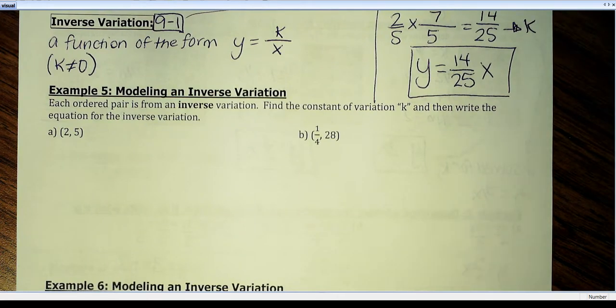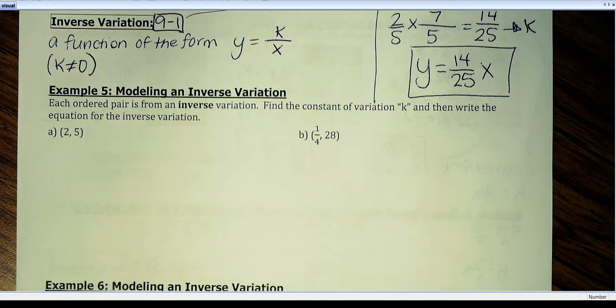So a function of the form y equals k over x. K is still going to be a constant of variation here. It's not equal to 0. When you have this situation, an inverse variation, when one variable increases, the other decreases. It depends on what your k value is.